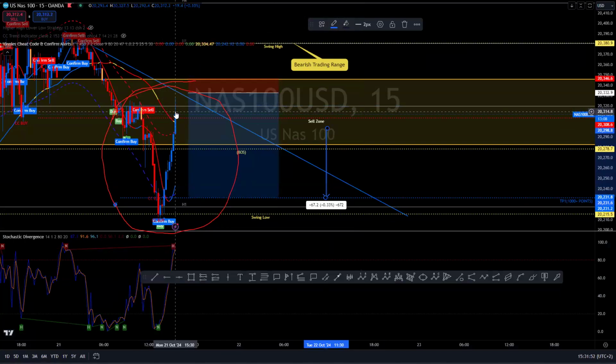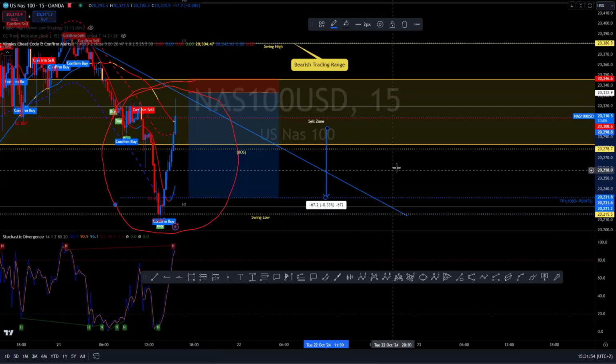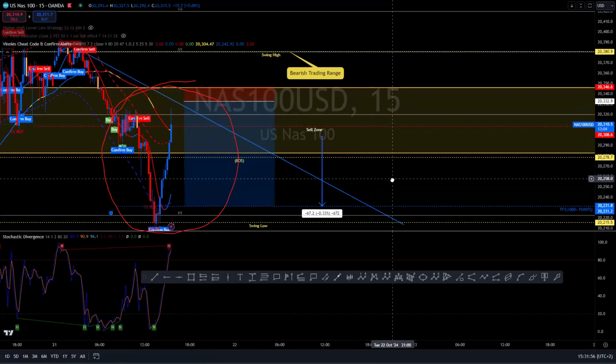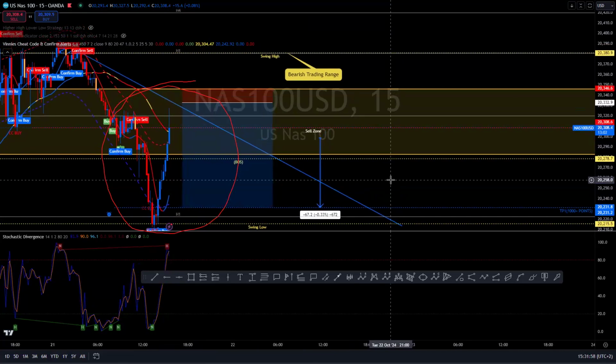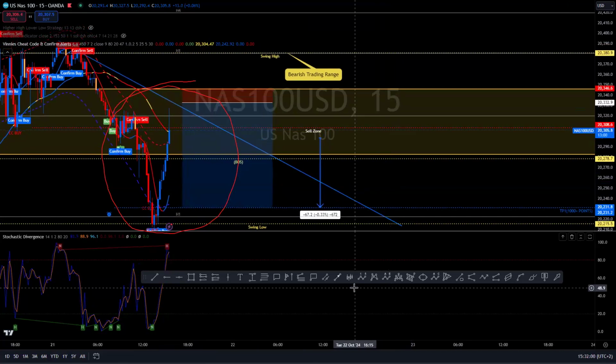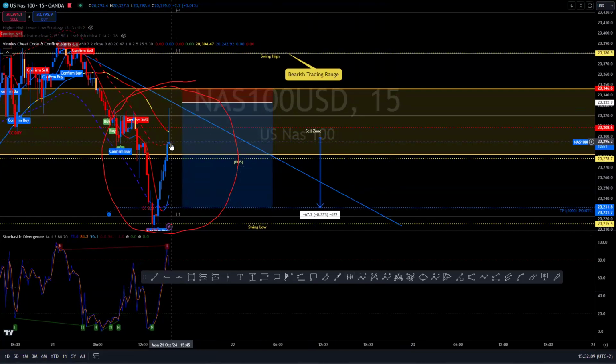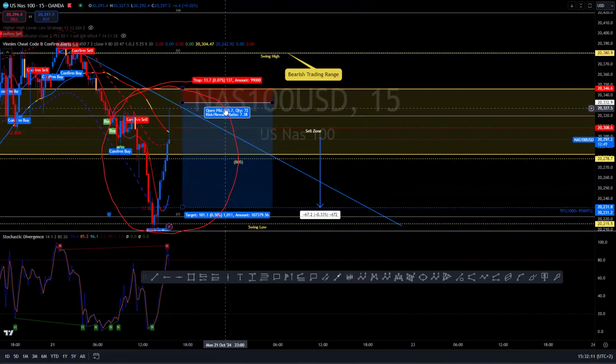So we're starting to get down to this area. I'm going to wait for the next candle. That's what I'm going to do. Let's see, we'll look at this area.